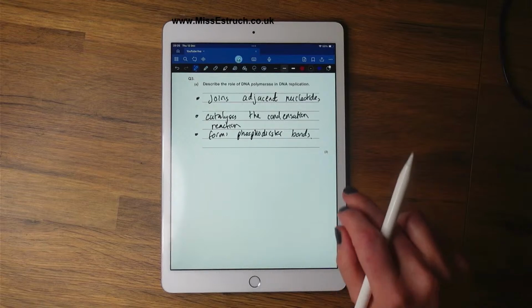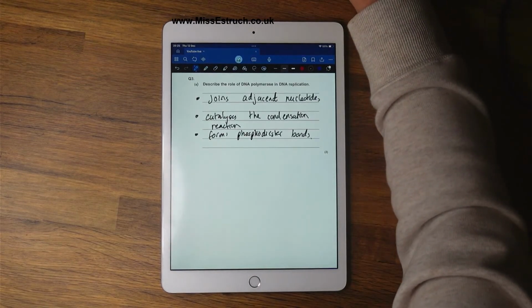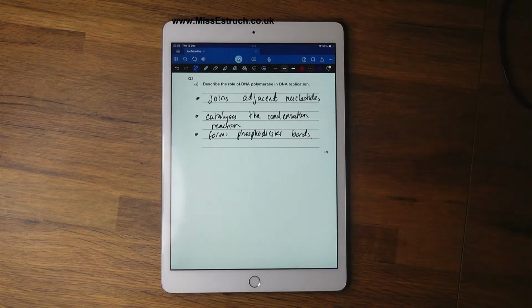Okay, so that takes us to the end of everything tonight for DNA replication. Hopefully you found it helpful. I'm just going to see if there's any questions.